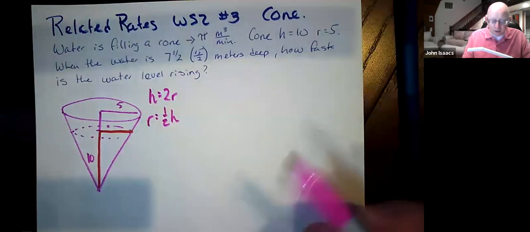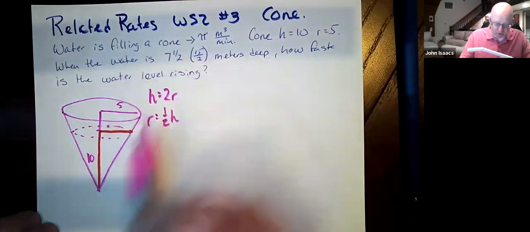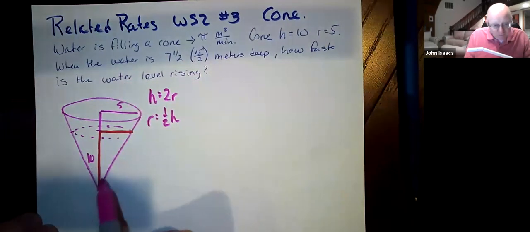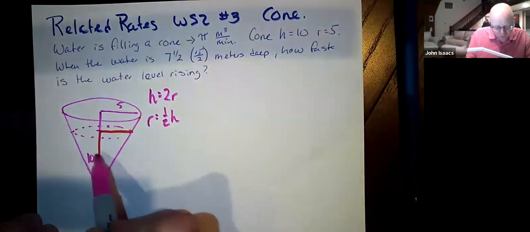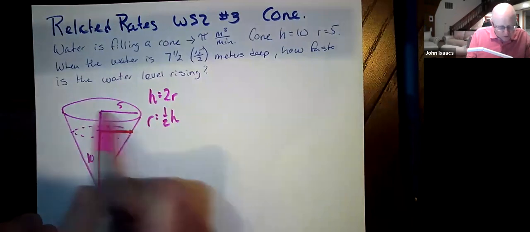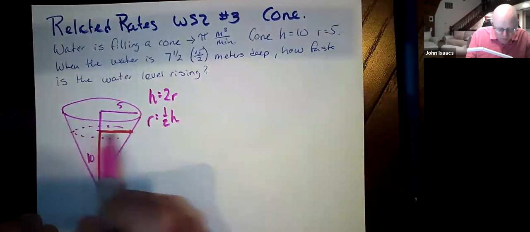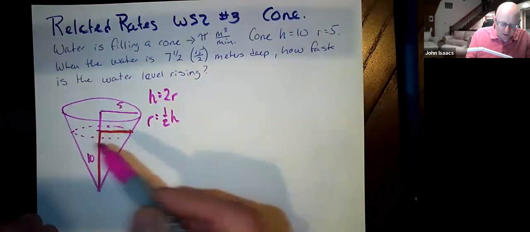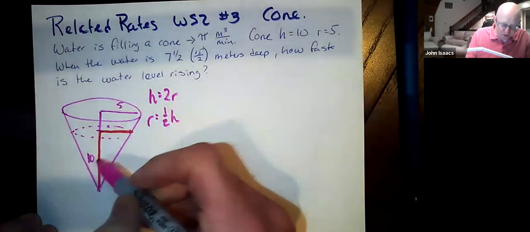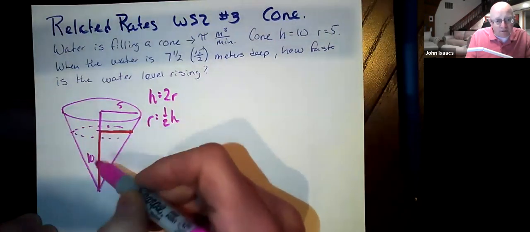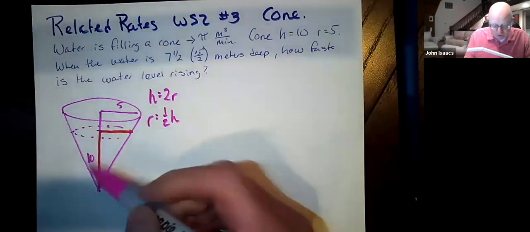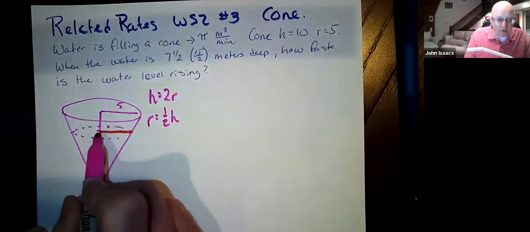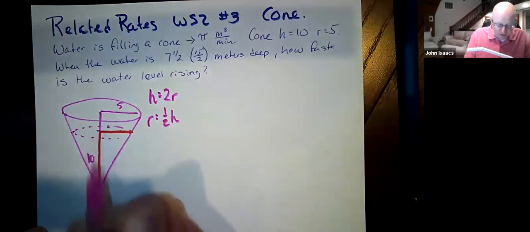Now realize if we have a bunch of water coming into the cone, at the bottom the water rises very quickly because there's not a lot of space down here. But as we go further up in the cone, there's a lot more space to fill up as the same amount of water goes into it. So the rate of rise of the water is going to slow down. It's going to be very fast at the beginning, and slower at the end. We're concerned with the rate of rise when the depth is 7.5.